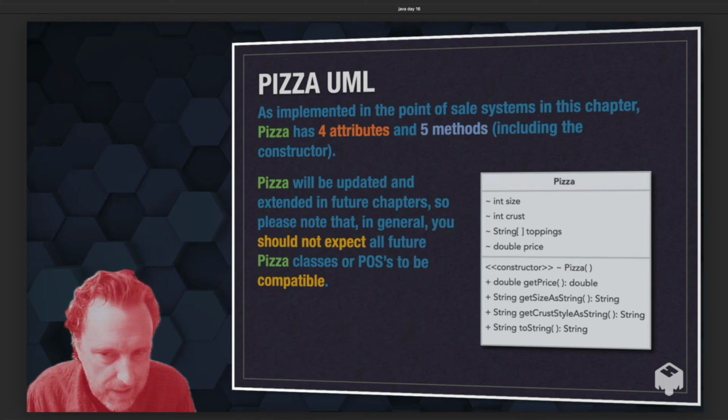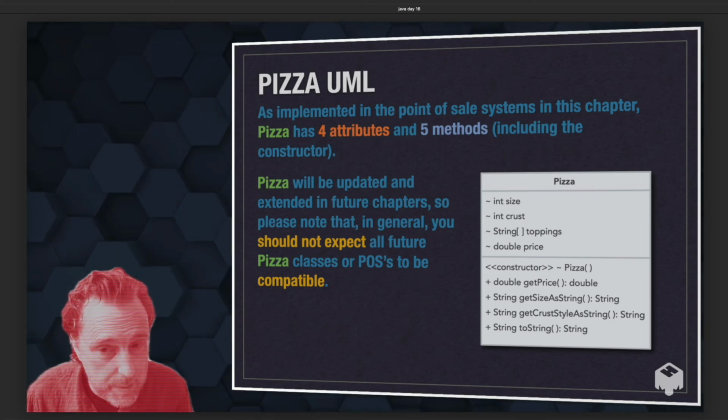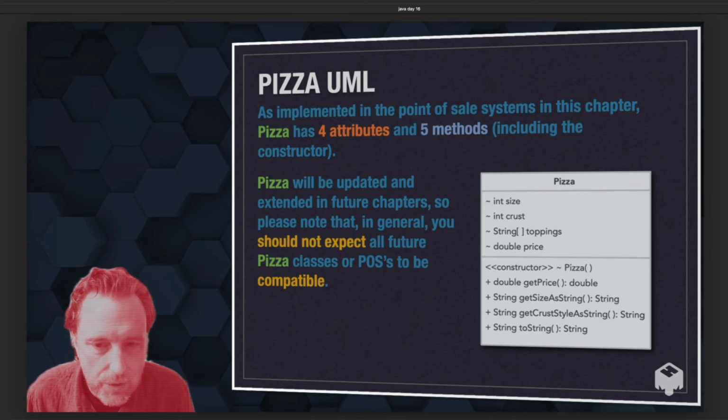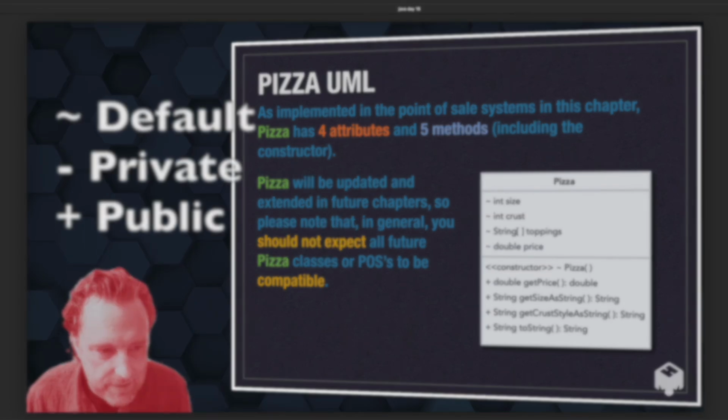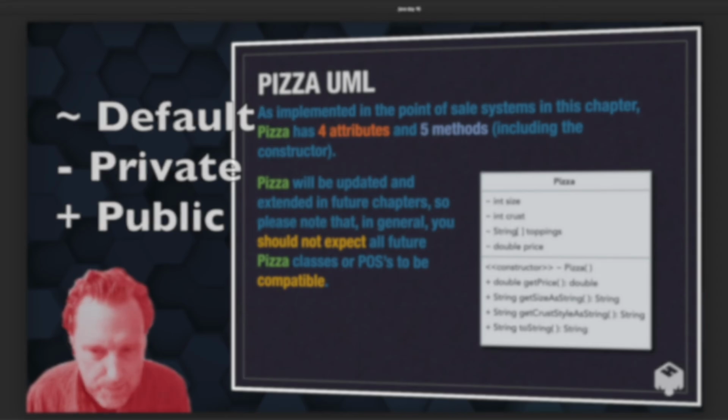So pizza is a class, capital P. It has 4 attributes. You can see them in the UML. They are the integer size, the integer crust, an array of strings called toppings, and a double price attribute. As with all the other classes, I'm making those default or package level access for the time being.